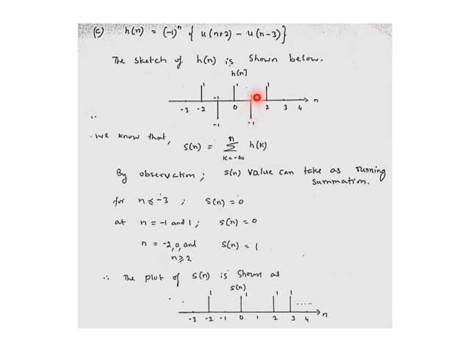So when n equal to 1, what is going to happen? Running sum: 0, 0, 0, 0, 0 added, 1 minus 1 plus 1 minus 1 added. So what is going to happen? 0 will be there when n equal to 1.